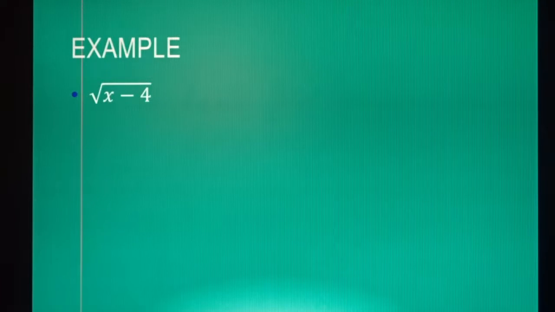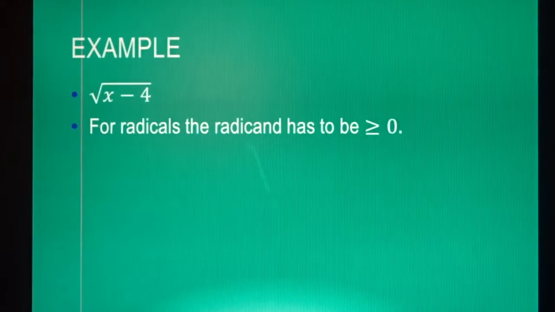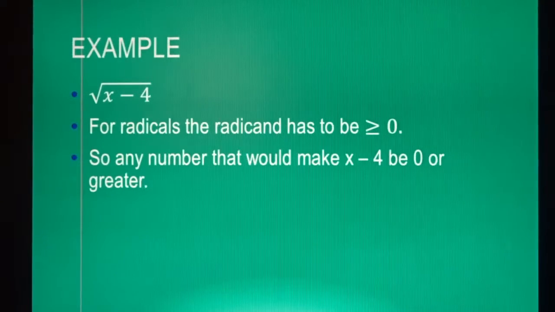Here's a second example. This one's a square root. Now remember, in a square root, we can only have positive square roots. So whatever's in the radicand, or inside the radical, has to be positive. So we need it to be 0 or greater. So any number that would make x minus 4 be 0 or greater would be okay. Any number that would make it less than 0 or negative would not be. So those are the numbers we want to exclude from our domain.